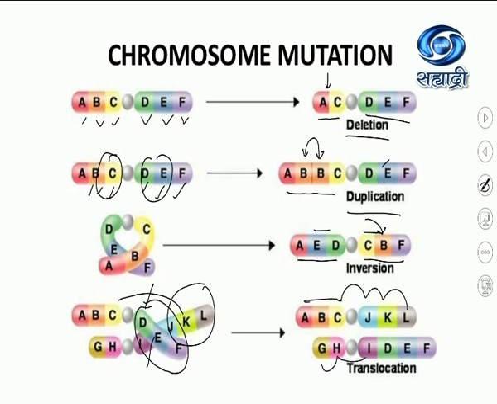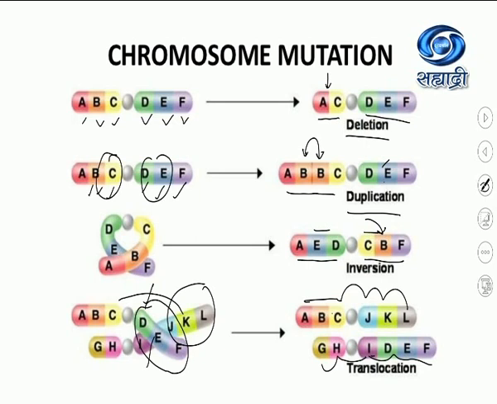GH, I, after I it should be JKL, but the part of the first chromosome, sister chromosome, attached to this part, it became DEF. So there is an exchange of genes between homologous chromosomes. Translocation is occurring. Of course, recombination, or we can say translocation, occurs, which causes the change in the phenotype.